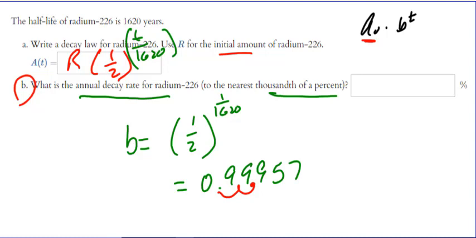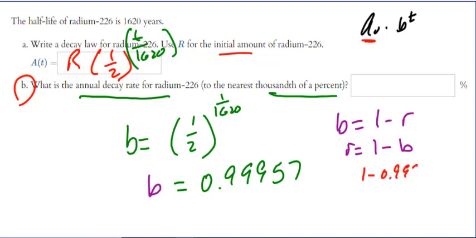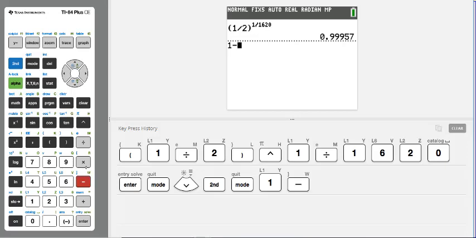Well, wait. Let me back up. I'm getting ahead of myself. That's the base, and base equals 1 minus R for decay. So basically, if you solve in terms of R, R is 1 minus B. So 1 minus 0.99957. So we'll come over here to our calculator and we'll go 1 minus second negative, which gives me the previous answer.